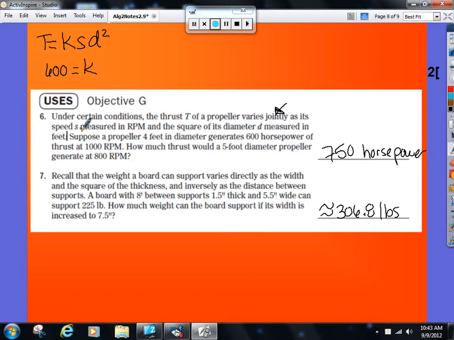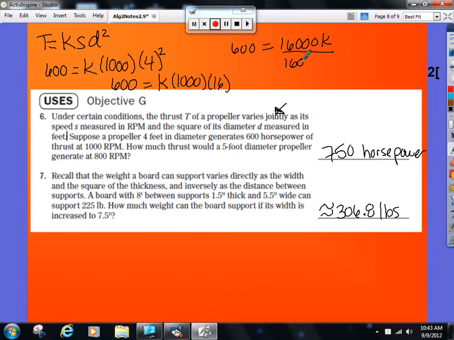S we decided was speed, and that's RPM. So which piece of information is a speed in RPM? There it is, 1000. And D, diameter in feet, 4 feet in diameter, 4 squared. This one works out a little nicer than the other one at least. So I have 600 equals, I can go ahead and take 1000 times 16. I know a lot of you would have done that already. 600 equals 16,000 K.